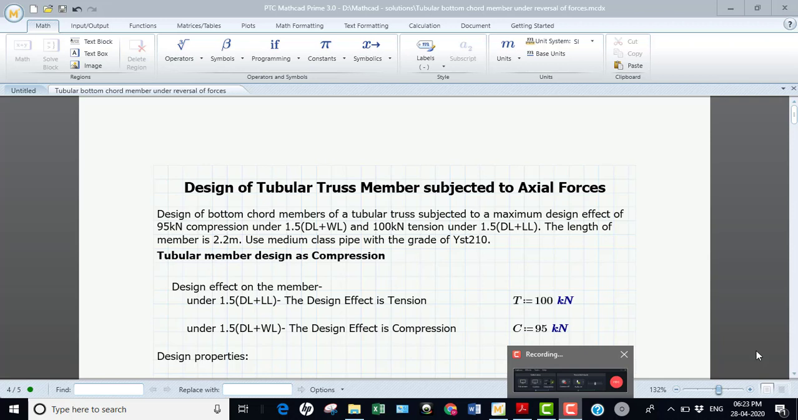Welcome to the lecture on design of tubular truss member subjected to axial force. Before doing any member design, the analysis of the truss has to be completed. To analyze a truss, the loads on the truss have to be identified, for example, dead load, live load, wind load or any other loads if necessary.